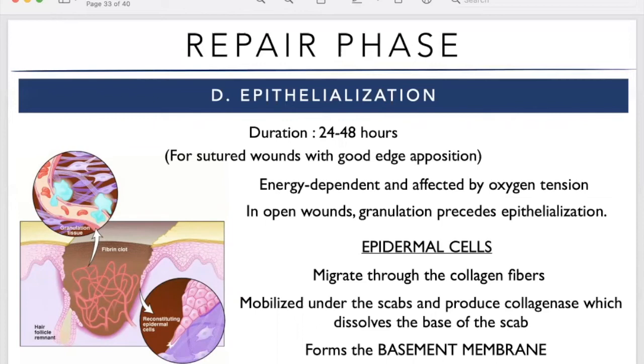Okay, epidermal cells would be formed here. They migrate through, they would travel here. They would migrate through the collagen fibers that were created during the granulation phase. And they are mobilized under the scabs and they produce collagenase, which dissolves the base of the scab. Kaya, madali mo nang matanggal yon at hindi na siya masakit, right? Kapag meron ng epithelial area sa ilalim. Okay, and this would be the basement membrane of your wound.